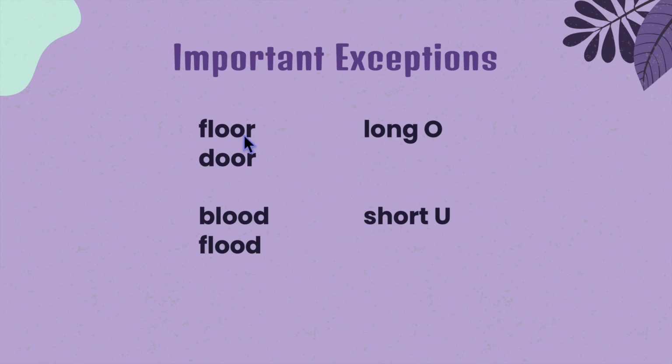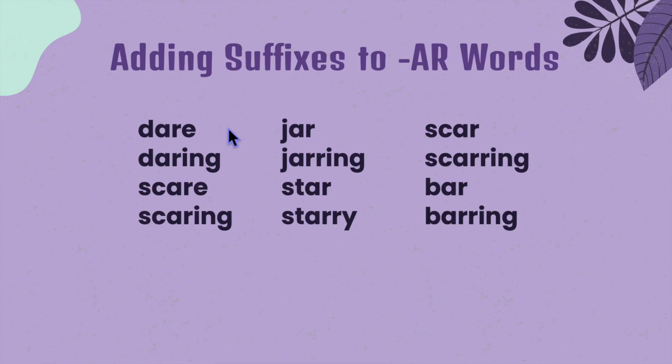In these two words, the O has the long O sound. So we have floor and door. In these two words, it has the short U sound. So blood and flood.